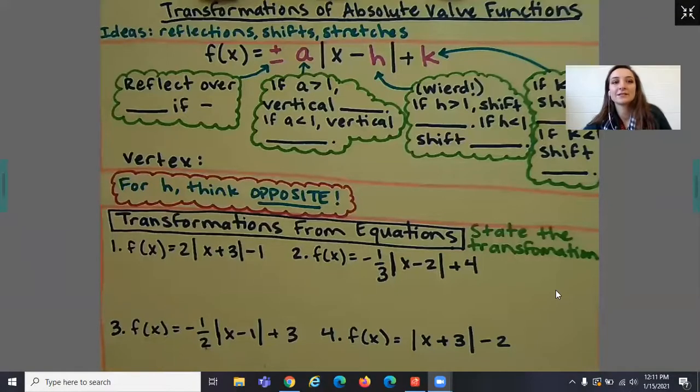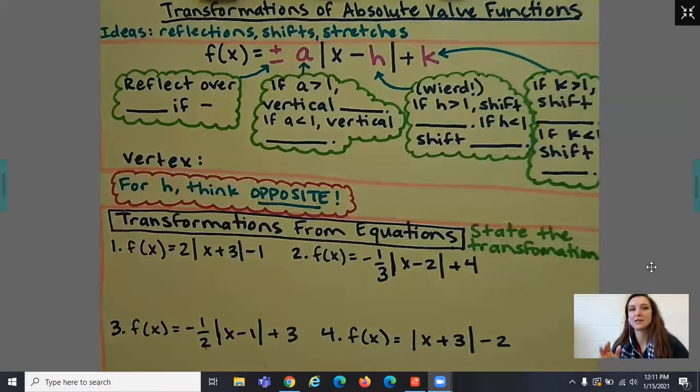Hello everyone, in this video we're going to be talking about transformations of absolute value functions. So let's get right to it. Okay, so the main ideas in this video are going to be reflections, shifts, and stretches.